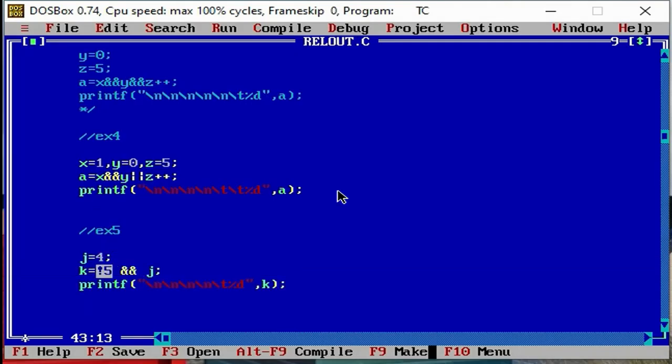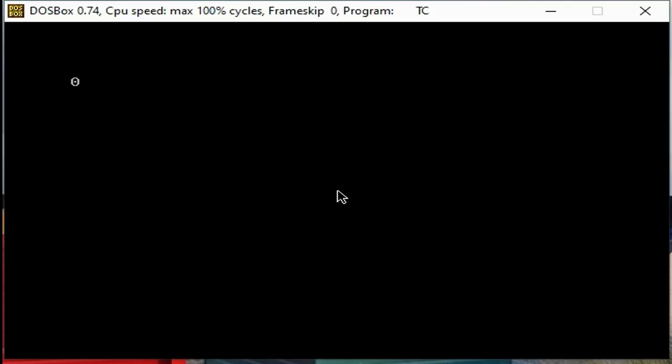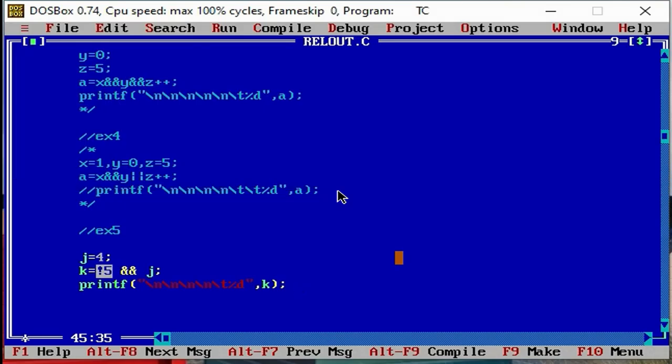Let's move on to the next question. It is question number 5. The value of j is equal to 4. The value of k is not of 5. Not of 5, that means not of true, that is false. So it is false. If one part of an AND operation is false, then the rest of the parts will not be executed. So the value of k must be equal to 0. Let's check. See, it is 0.